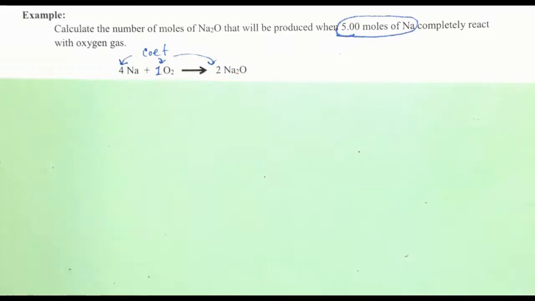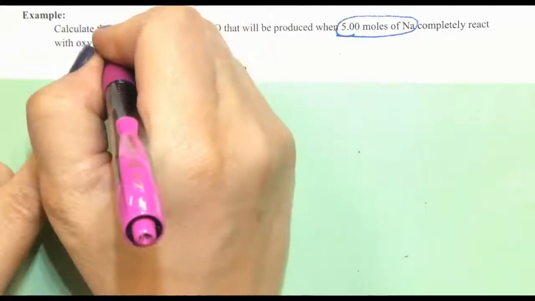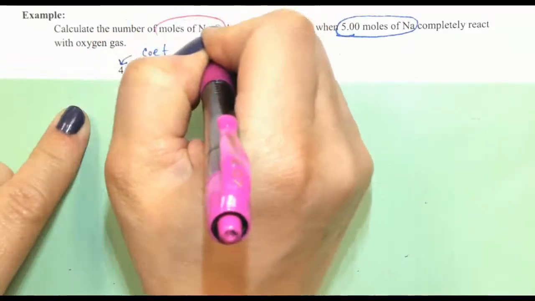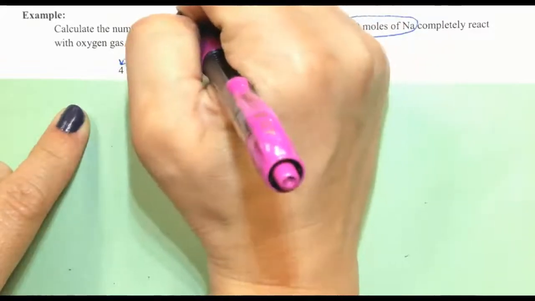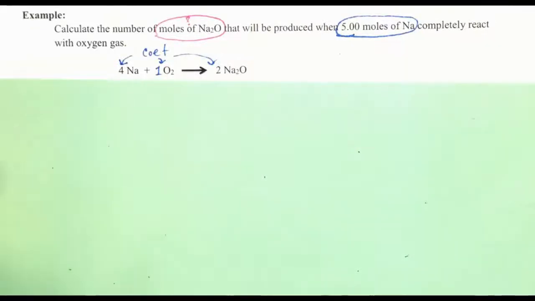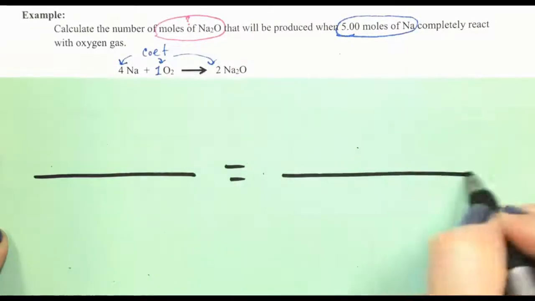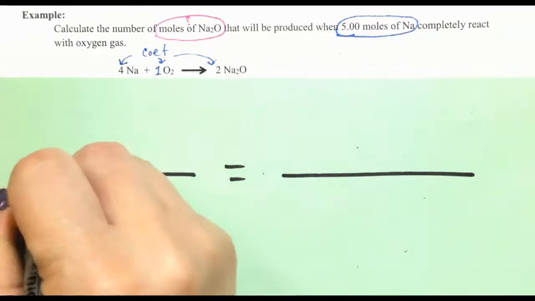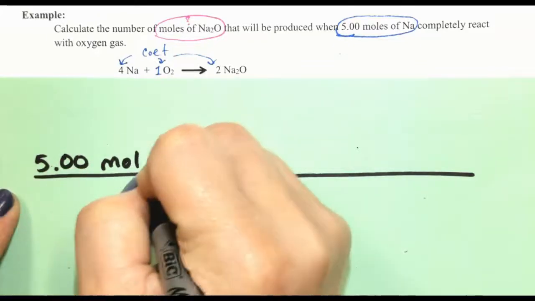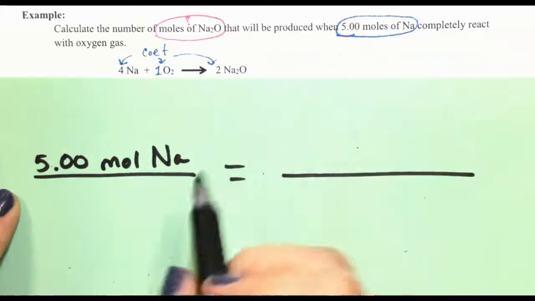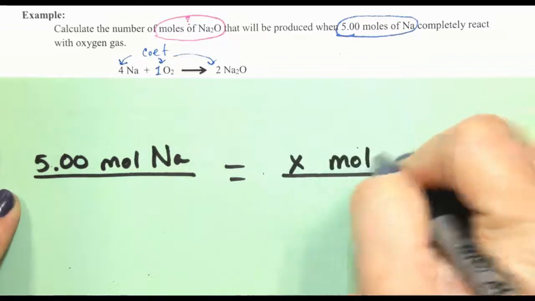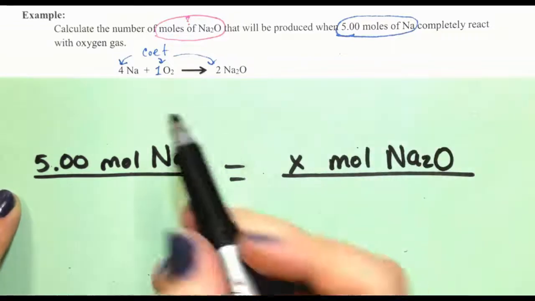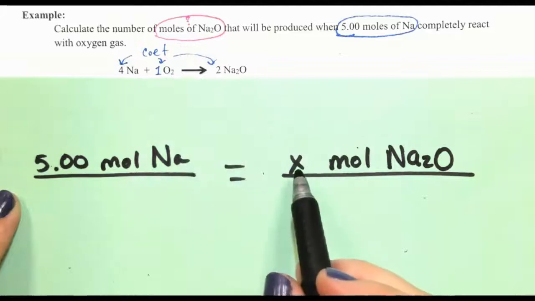Now let's identify what our unknown is. And here it says calculate the number of moles of sodium oxide, or Na2O. So this is my unknown. That's the question right there. So we're going to set up our proportion now. Here is our proportion. We're going to put our given here, which is 5.00 moles of sodium. That's our given right there. And then our unknown is over here, and we're going to say X moles of sodium oxide. That is our unknown right here, X, because we don't know what it is.